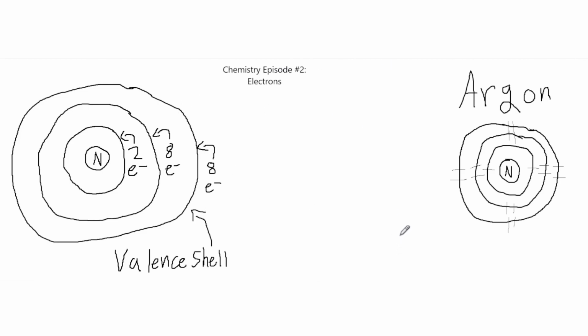But I think that's going to be it for today's chemistry episode number 2, electrons. So our key takeaways: the first shell holds a max of 2 electrons, the second shell a max of 8 electrons, and the third shell a max of 8 electrons. The outermost shell is called the valence shell, and all atoms want to fill their valence shell with electrons.